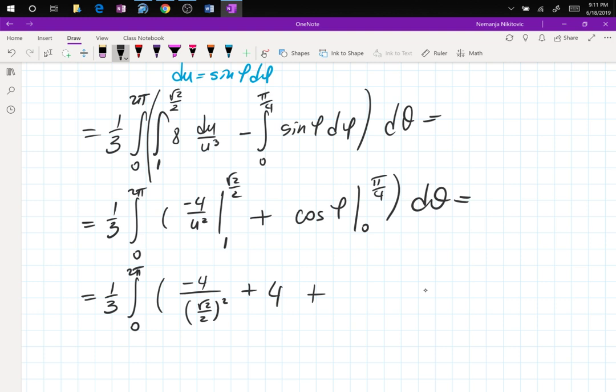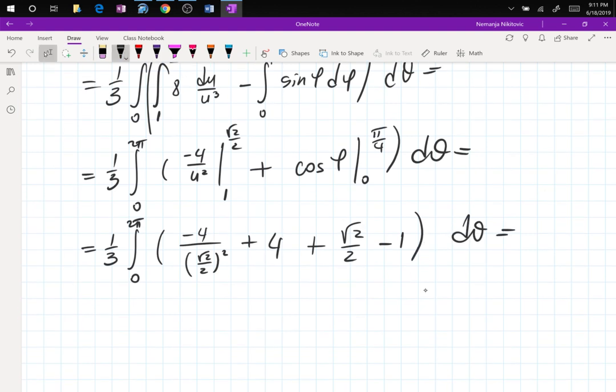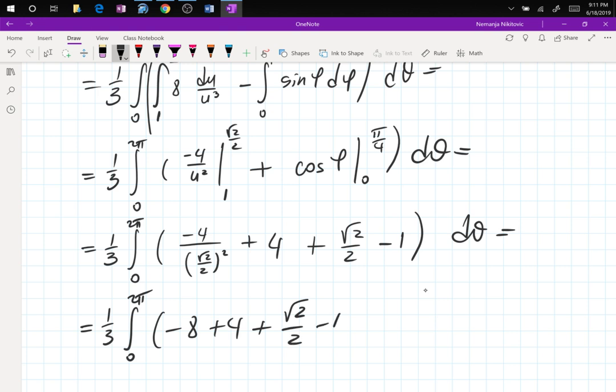Plus cosine of pi over 4 is root 2 over 2. And then minus cosine of 0 is 1, d theta. Holy nightmare. Compute all of this mess. 0 to 2 pi. When I square this, I get 2 over 4. That's a half, so that's a negative 8. Plus 4 plus root 2 over 2 minus 1 d theta.